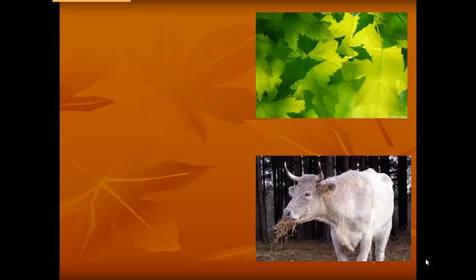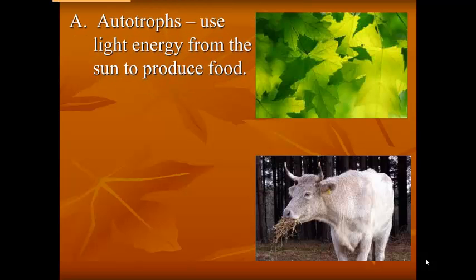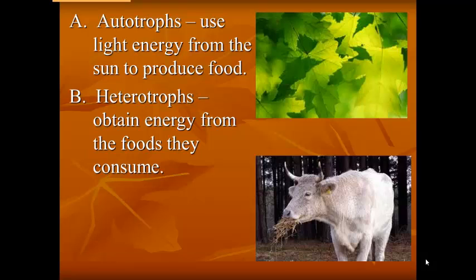We have autotrophs, and autotrophs are going to be the living organisms that use light to produce their food. So they can't eat, for instance, a tree. They don't have the capability of eating material, but they can produce their own food. And then there is another group called heterotrophs, and a heterotroph is one that obtains their energy by eating. They can actually consume the food themselves. They do not make it.